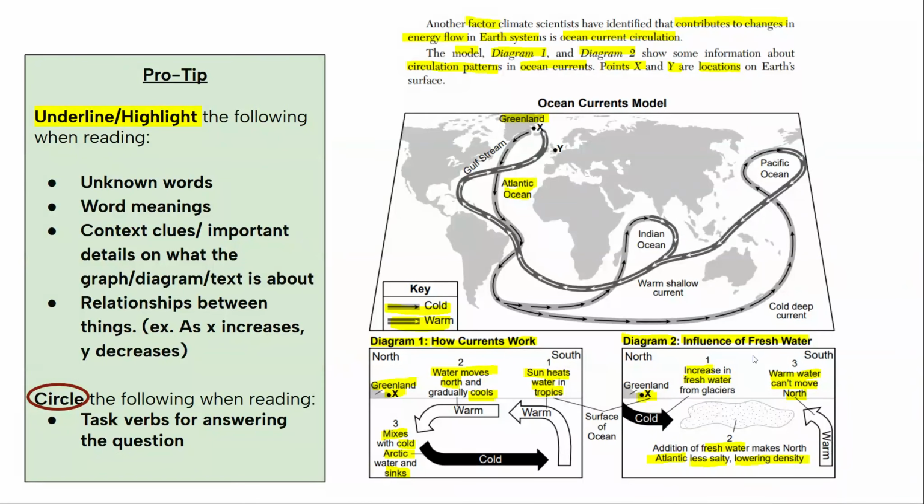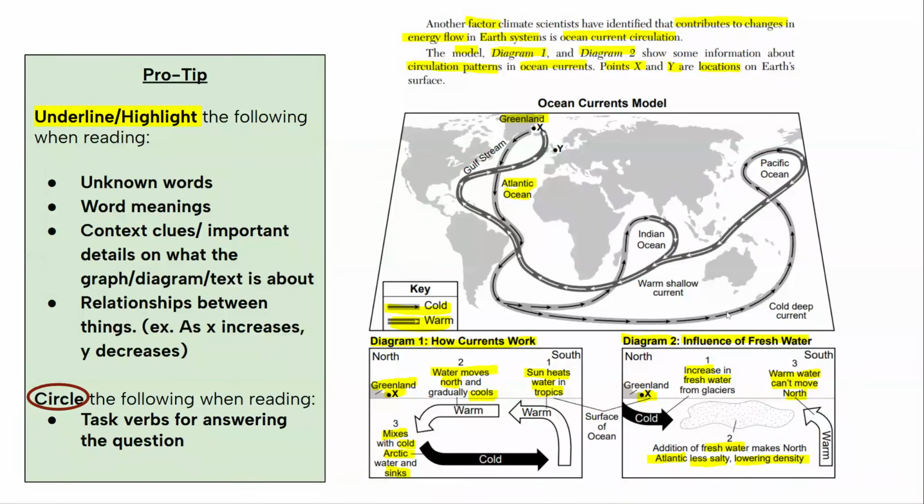So diagram 2 is the influence of fresh water. Once again, it's the same locations. Near the water, it says number 1, increase in fresh water from glaciers, which is coming from X, Greenland. So it seems like glaciers are melting and the fresh water is being added to the oceans. 2, addition of fresh water makes North Atlantic less salty, lowering density. So adding fresh water is making the North Atlantic less salty.